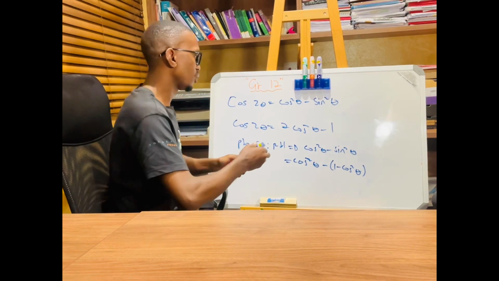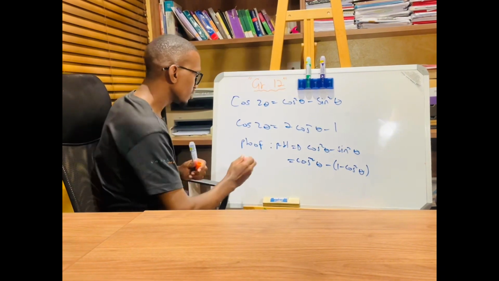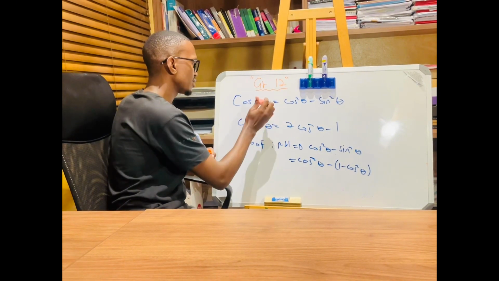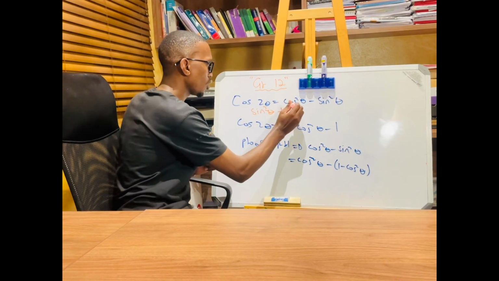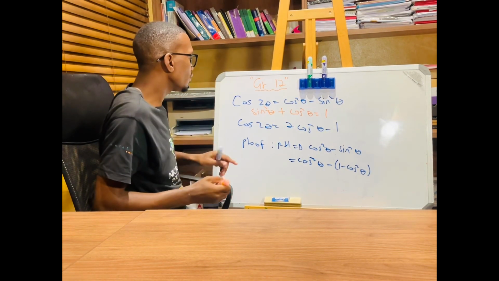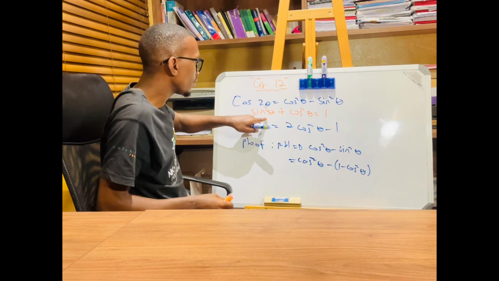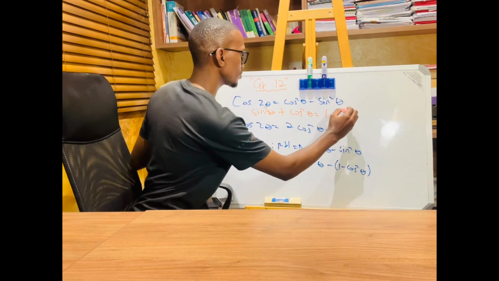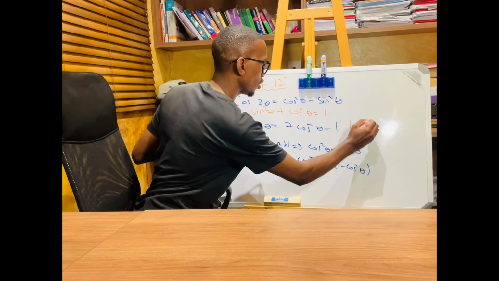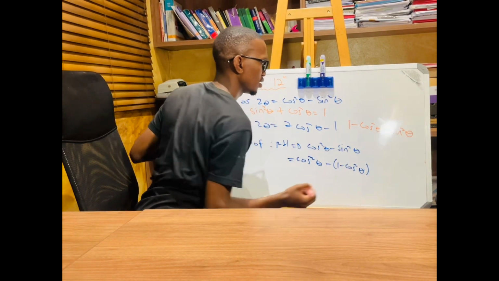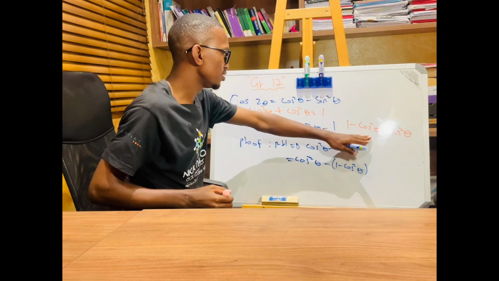Square. Guys, come on. Remember this. Sine squared theta plus cos squared theta equals 1. Okay, so if I want to change one of these, I can still say 1 minus cos squared theta equals what? Sine squared theta. Do you see what I've done there?